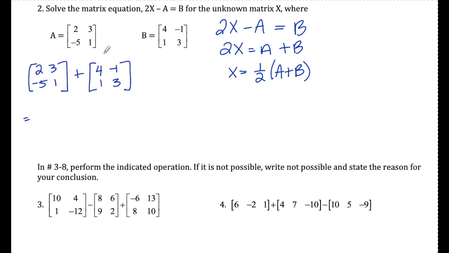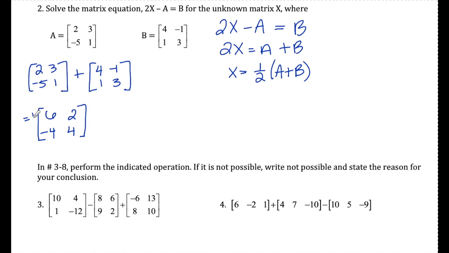Here's matrix A and matrix B. When I add these together, I'm going to add the corresponding elements. 2 and 4 is 6. 3 minus 1 is 2. -5 plus 1 is -4. And 1 plus 3 is +4.